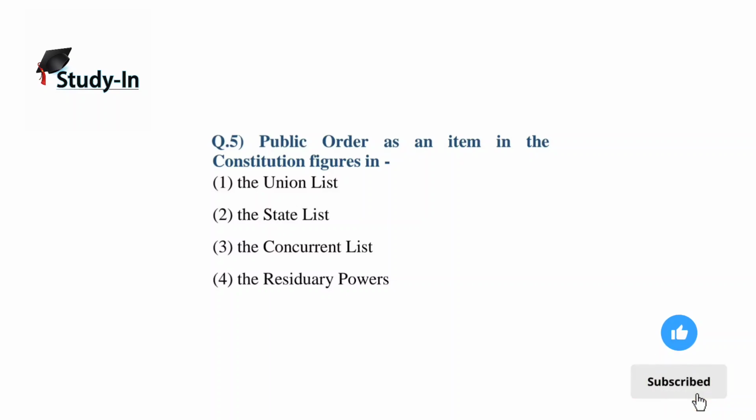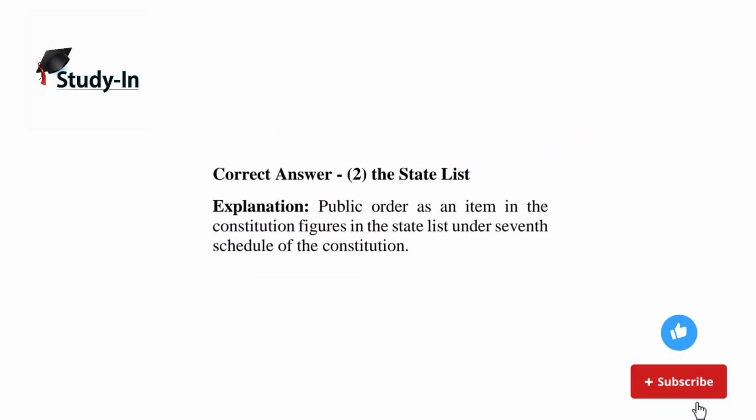Public order as an item in the Constitution figures in the union list, the state list, the concurrent list, or the residuary powers. Correct answer is the state list. Public order as an item in the Constitution figures in the state list under 7th schedule of the Constitution.